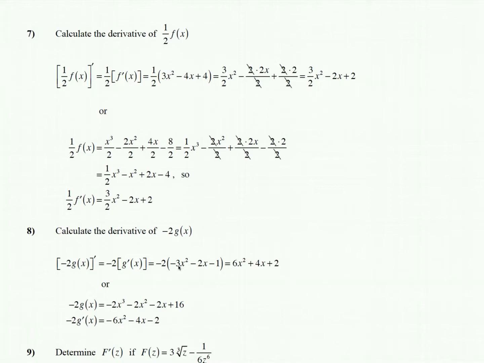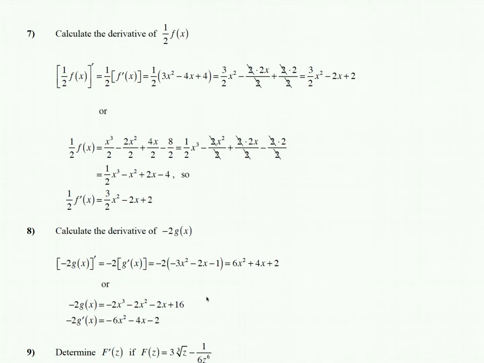So negative 3x squared times negative 2 becomes positive 6. So it's positive 6x squared. Negative 2 times negative 2 is positive 4, so that's positive 4x. And negative 2 times negative 1 is positive 2. So that is the derivative of negative 2 times g of x.